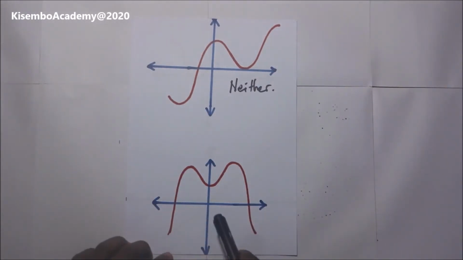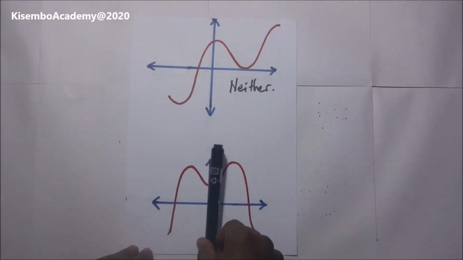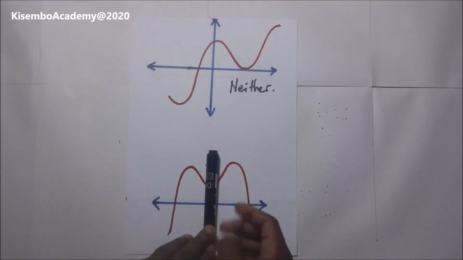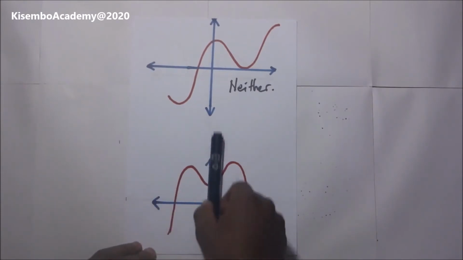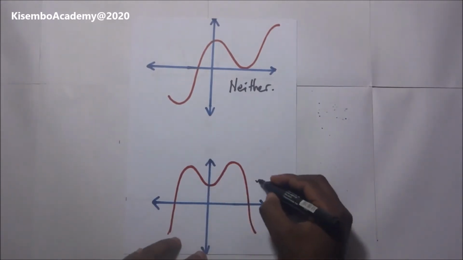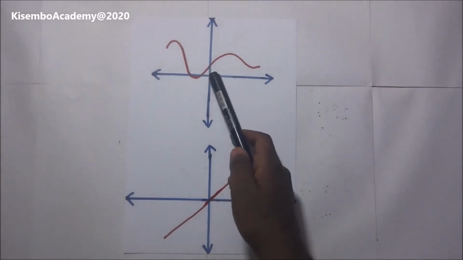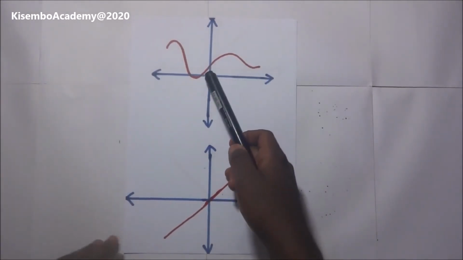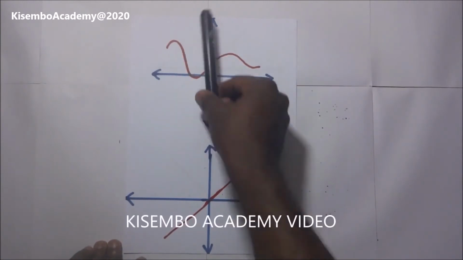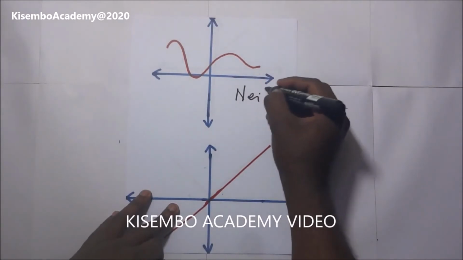Looking at this graph right here, if you look at the y-axis, it splits it into two equal parts, or into two parts that are identical to each other. So it is symmetrical about the y-axis, meaning that this represents an even function. This one right here is having no rotational symmetry, and it is not symmetrical about the y-axis. So this one is neither odd nor even.